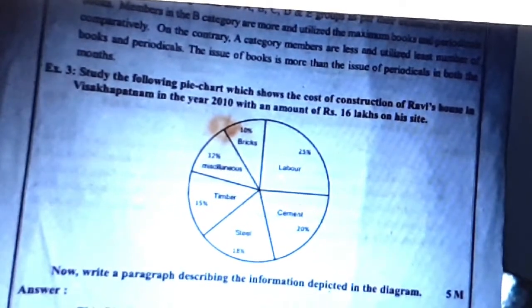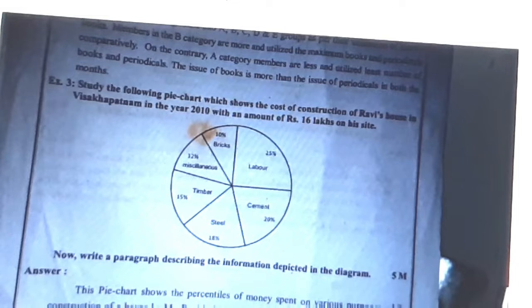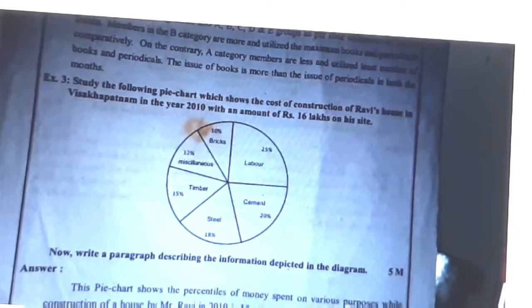Write all about the parts in separate lines. In this diagram, bricks, labor, cement, and others are given. If the subject is singular, we should write "is" after the subject. If it is plural, we should write "are" after the subject in the sentence.